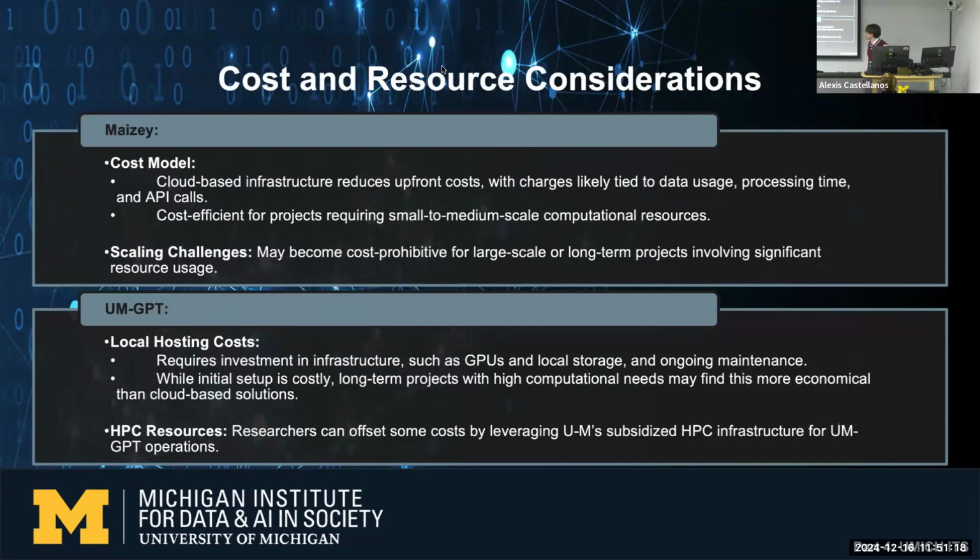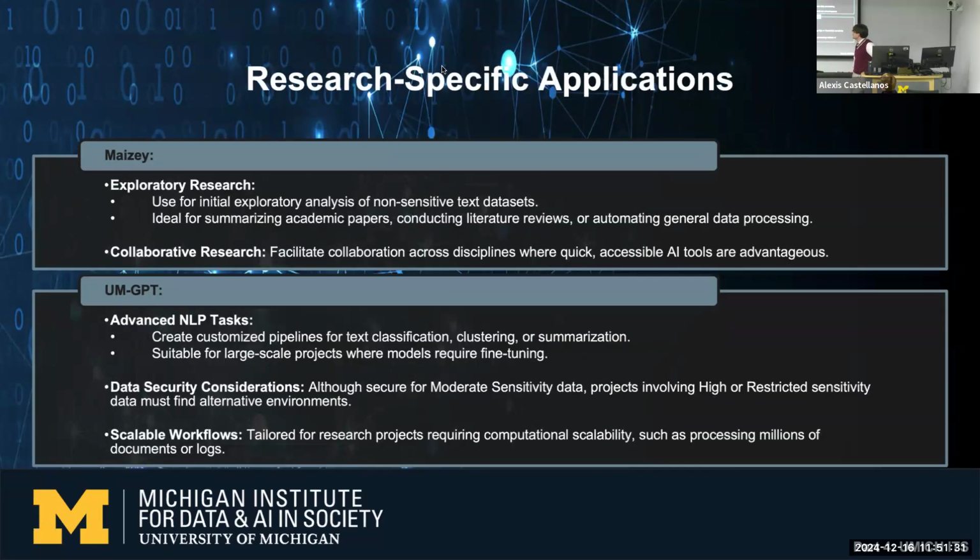So cost and resources. Maisie initially might be the better option. UMGPT can get very expensive since it runs on GPUs. For research-specific purposes, Maisie is more exploratory, a little lower level. UMGPT is more advanced; you can use it for NLP, things like that. Like I said, again, it's moderate sensitivity. So unlike Julius, you can't really use HIPAA compliance servers or anything like that, at least not that I know of yet.